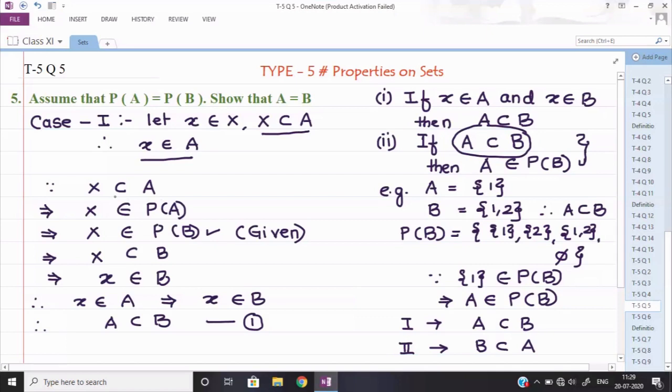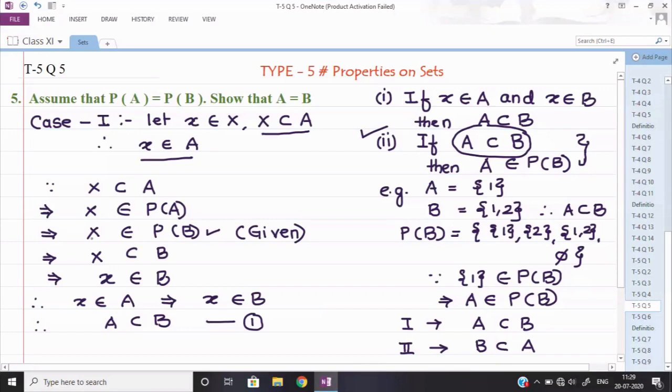Now I start with the definition. First of all, I am taking X as a subset of A, and we know from definition number two that if A is a subset of B, then A will belong to the power set of B. So similarly, if X is a subset of A, X will belong to the power set of A. Then the power set of A I replace by the power set of B, because both are given equal. And now from here onwards we shall go in the reverse manner.